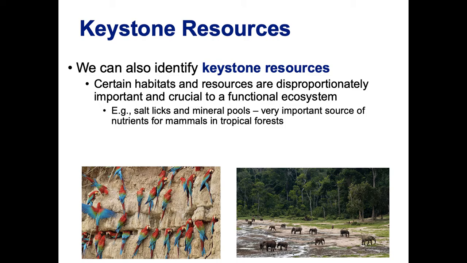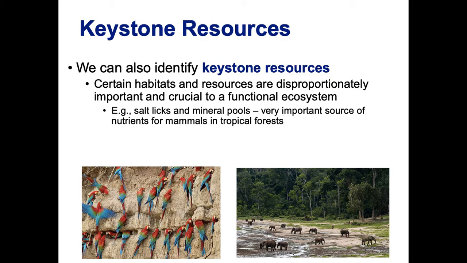Another term is called a keystone resource, and that's a really important resource that is important for a functional ecosystem. So if we take that resource away, the ecosystem will no longer function the way it was before. And so classic examples of these are like salt licks and mineral pools where birds and mammals get nutrients they need that they can't get from their food.